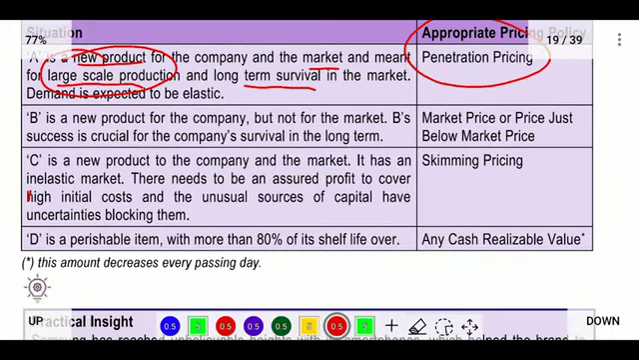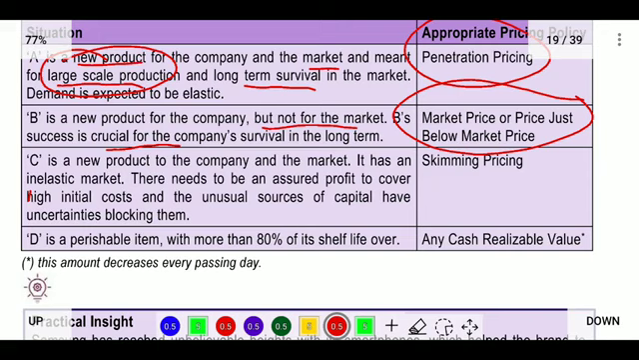Next, B is a new product for the company but not for the market. B's success is crucial for the company's survival in the long term. So the price will be the market price. We will put the market price or a price just below the market price.